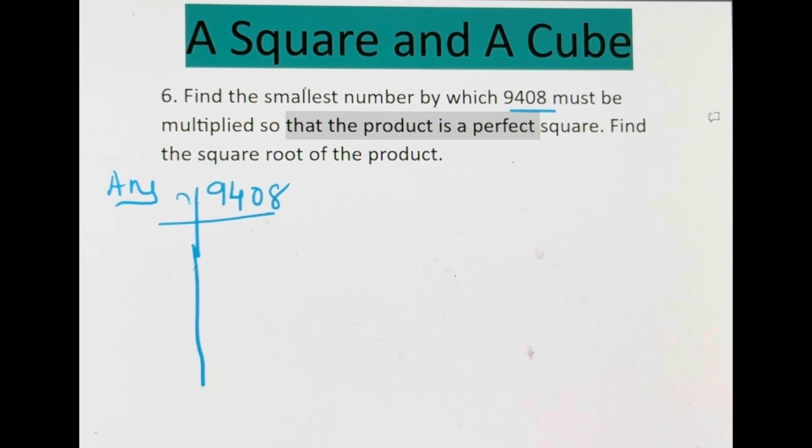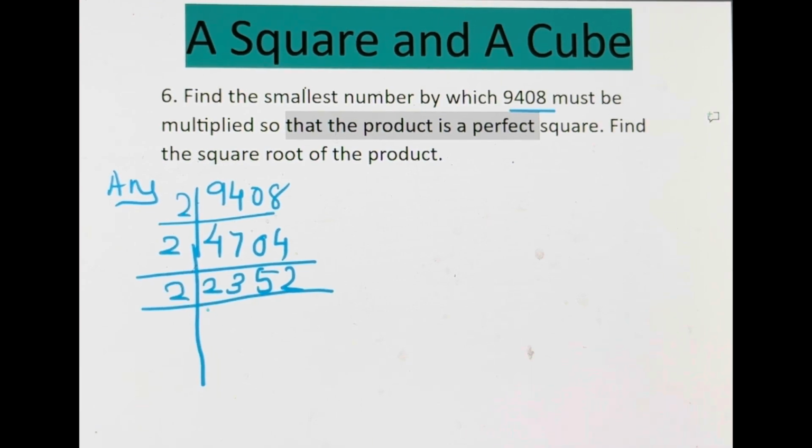So we take 2, 2 4s are 8. 1 remains, 2 7s are 14. Then 0, and 2 4s are 8 again. Again we take 2. 2 2s are 4. 2 3s are 6. 2 5s are 10. And 2 2s are 4. Again it is even, so take 2. 2 1s are 2. Again 2 1s are 2. 1 is left, so 15. 2 7s are 14 and 2 6s are 12. So 1176. Again take 2. 2 5s are 10. 2 8s are 16. Again 2 8s are 16.